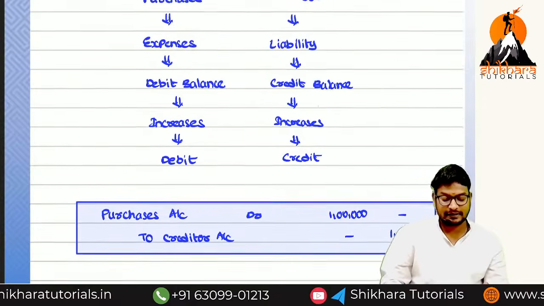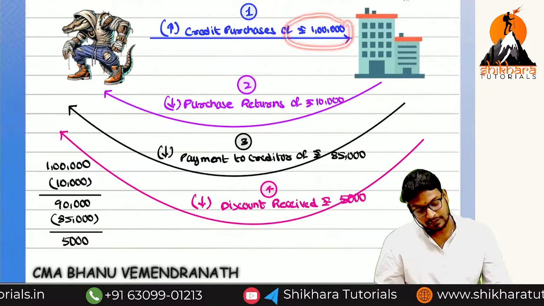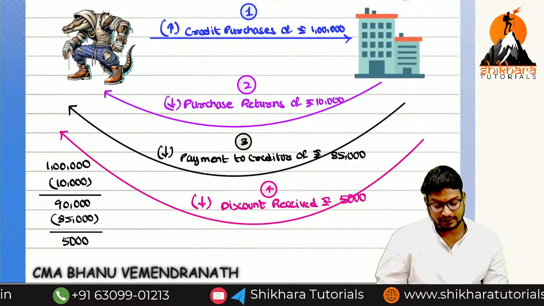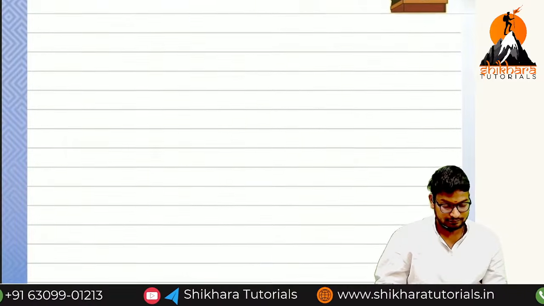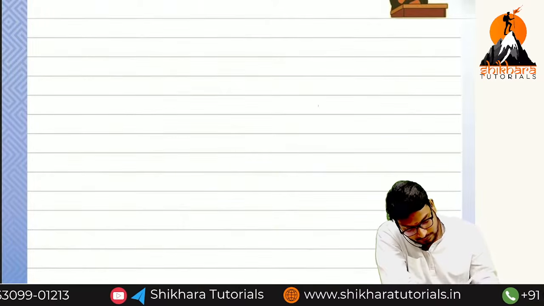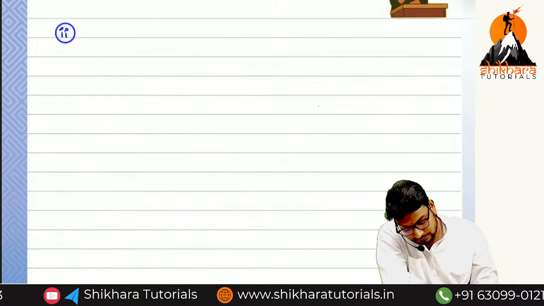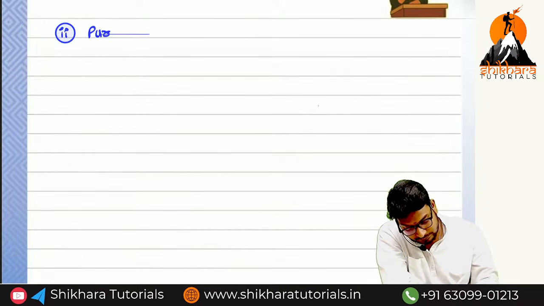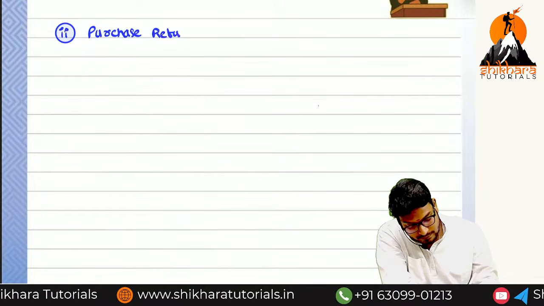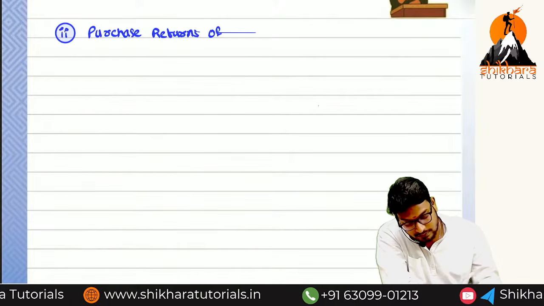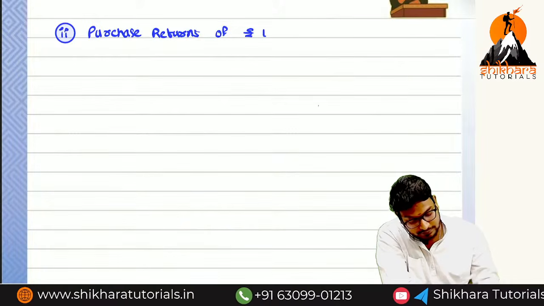What is the second transaction in our example? So after purchasing the goods, what are we doing? We are going to return the goods to the creditor. So this transaction is nothing but purchase returns of rupees 10,000.